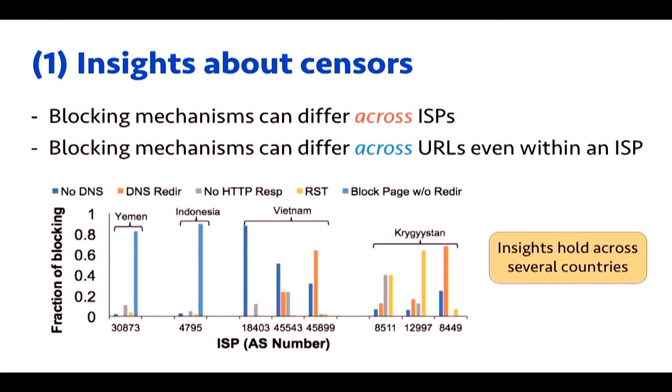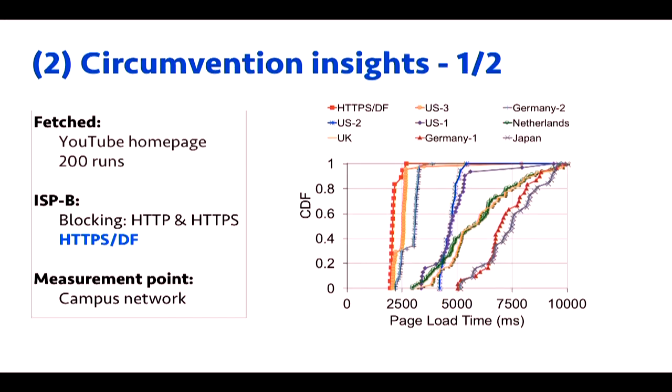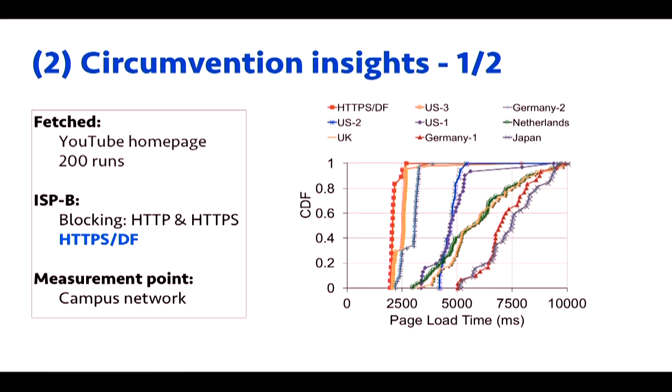And this is an observation which has been made in the past across different countries. For example, here is a plot of the fraction of different blocking mechanisms employed by ISPs in Yemen, Indonesia, Kyrgyzstan, Vietnam, and so on. Then we conducted measurements with different circumvention strategies. So here we fetched the YouTube homepage 200 times. This was via ISP B, which blocked both HTTP and HTTPS traffic. And here the local fix was to use domain fronting.